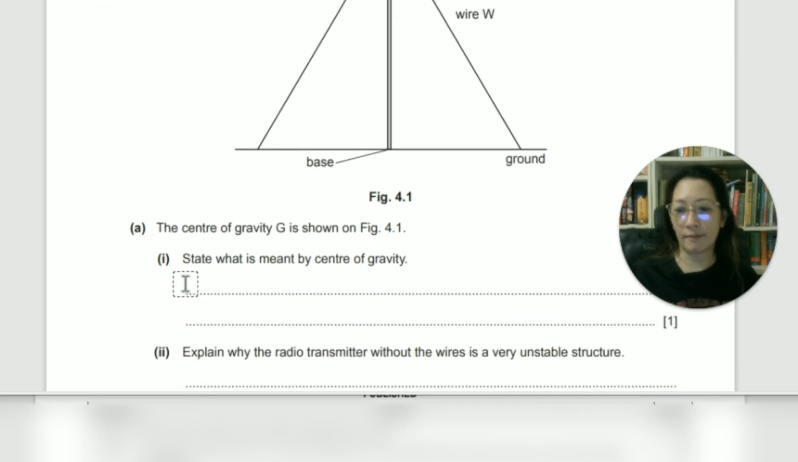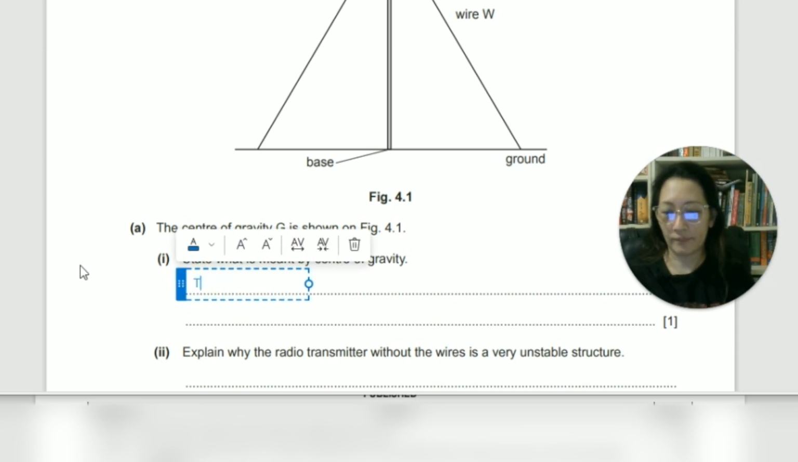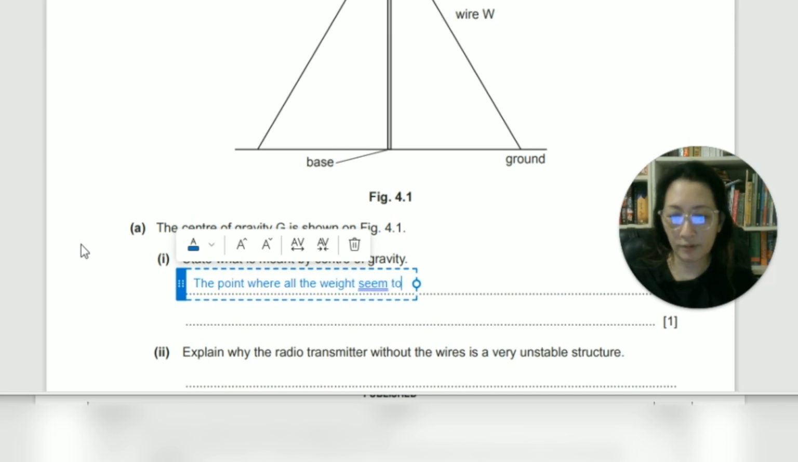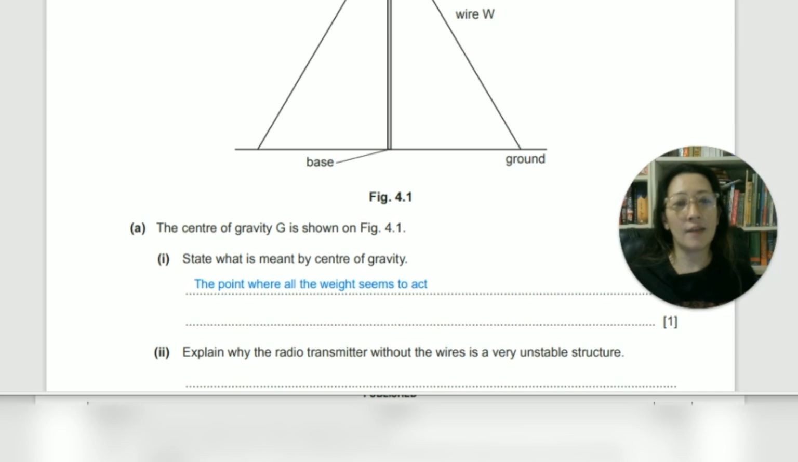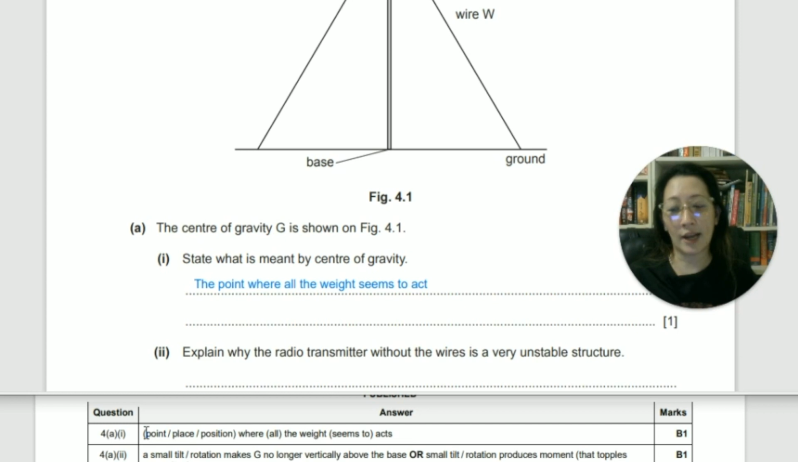I'm going to write that out. This is the point where all the weight seems to act. Okay, here we go. So let's have a quick comparison against the answer scheme. And as you can see, you can actually use the term point or place or position. Any one of these is accepted because as long as you're referring to the location where the weight seems to act. So that's the focus of this particular question. Yay, we've got 1 mark.